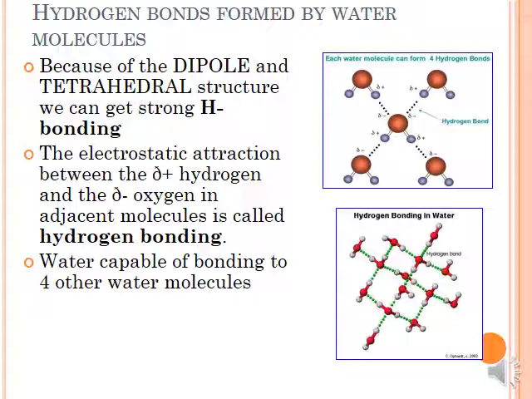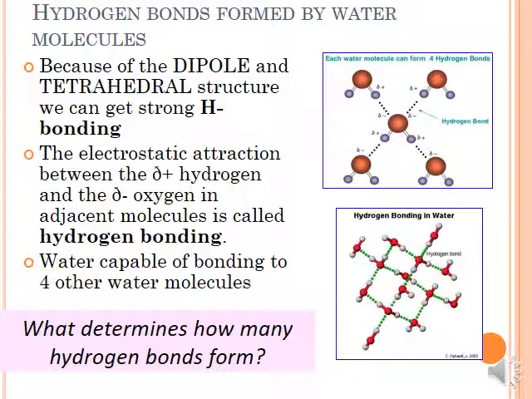Because of the dipole and tetrahedral structure, we have strong hydrogen bonding between the oxygen of one water molecule with the hydrogen of another water molecule. This intermolecular force, the electrostatic attraction between the hydrogen and oxygen, is called hydrogen bonding. Water has the ability to form four hydrogen bonds with other water molecules, so you have 1, 2, 3, 4 here. So what actually determines how many hydrogen bonds form? You should be able to answer this question.